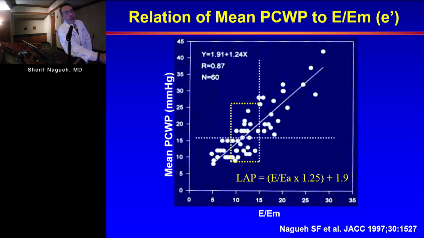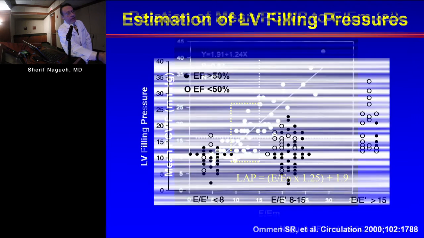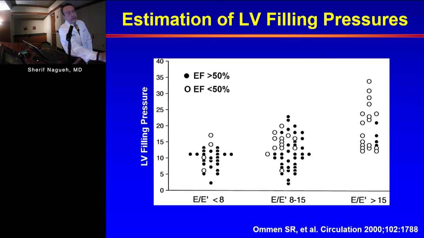of what the pressure is based on the E to E prime ratio, but lower values than 8, higher values than 15 track well. This is an early publication from 2000 from the Mayo Clinic showing similar results, less than 8, more than 15, between a ratio between 8 and 15. This is for septal E to E prime. The solid circles are for patients with EF more than 50. The open circles, EF less than 50%.